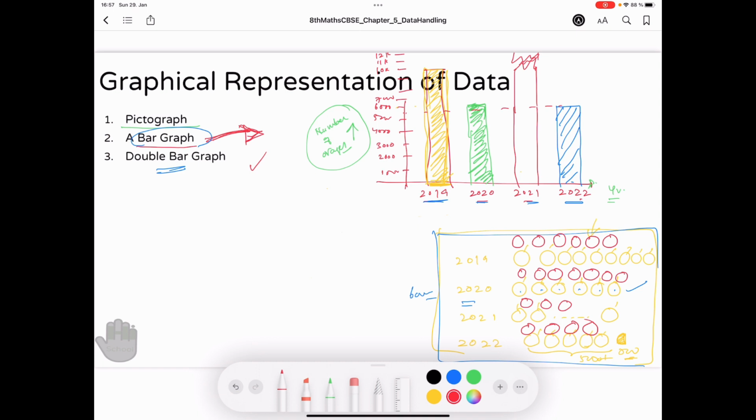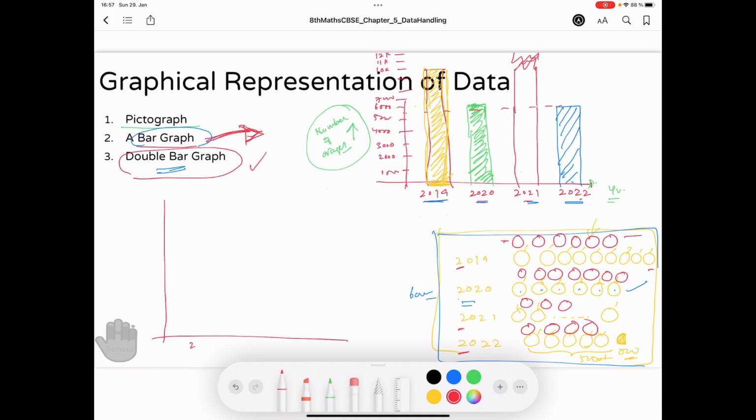Okay, so now we have for these yearly categories the yield of oranges in 2019, 2020, 2021, 2022, and also the yield of apples in 2019, 2020, 21 and 22. So we have two sets of data, one for apples and one for oranges. To represent such data graphically, we can use a double bar graph. How can we do that? Let's do this.